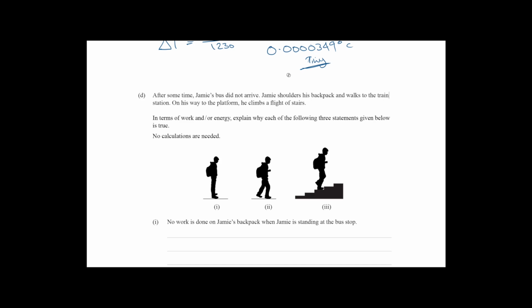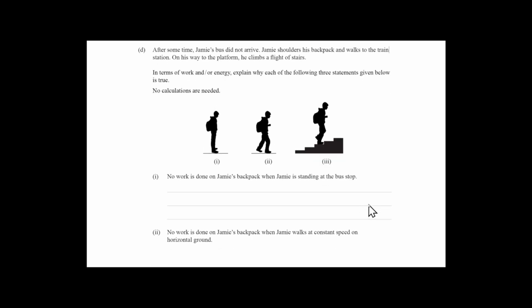So this one is a writing question. So after some time, Jamie's bus did not arrive. So he must live in Auckland or Wellington. Jamie shoulders his backpack and walks to the train station. Okay, so on his way to the platform, he climbs a flight of stairs. This guy lives an exciting life. In terms of work and energy, explain why each of the following three statements given is true. No calculations are needed.